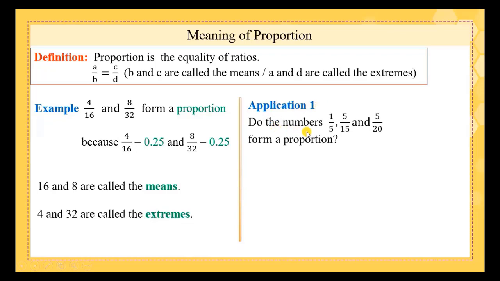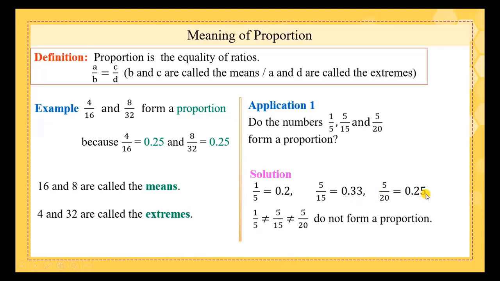Application 1. Do the numbers 1 over 5, 5 over 15, and 5 over 20 form a proportion? Please pause the video and solve application 1. By calculation, 1 over 5 equals 0.2, 5 over 15 equals 0.33, and 5 over 20 equals 0.25. Since the three ratios are different, they don't form a proportion.